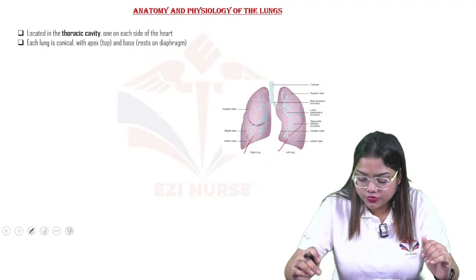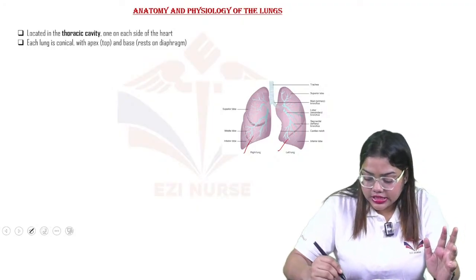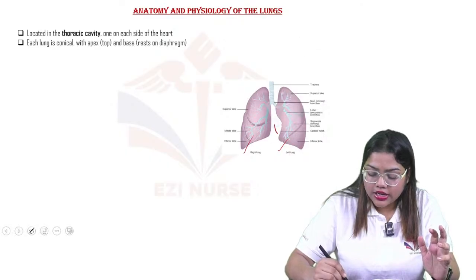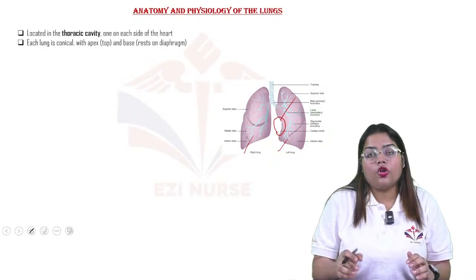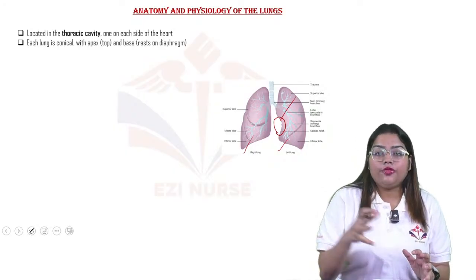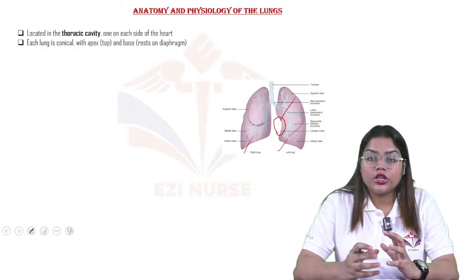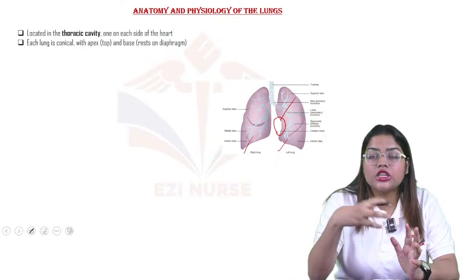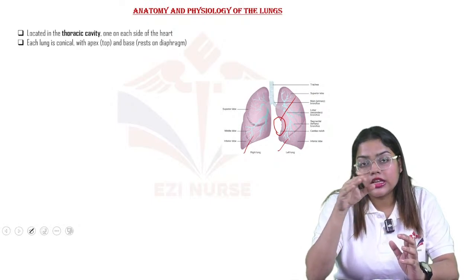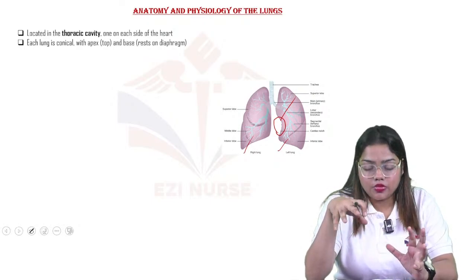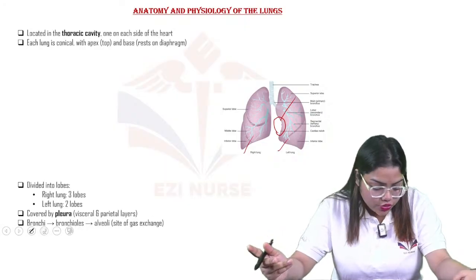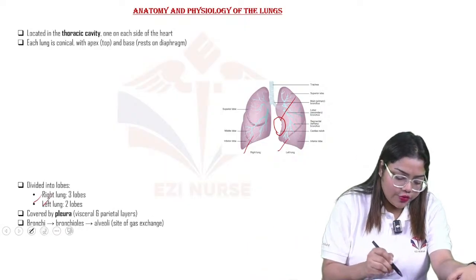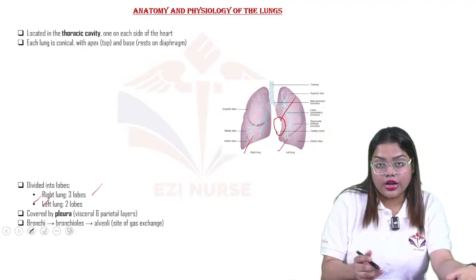In the left lung we can see a cardiac notch. Why is it called a cardiac notch? This is a very important question as well. The cardiac notch is a curve in the left lung. Because of the position of the heart, the left lung is slightly curved inside, and it is called the cardiac notch. So it is divided into lobes, as I told, right and left. The right one has 3 lobes and the left one has 2 lobes.